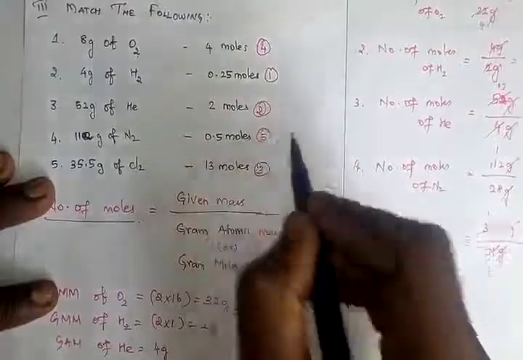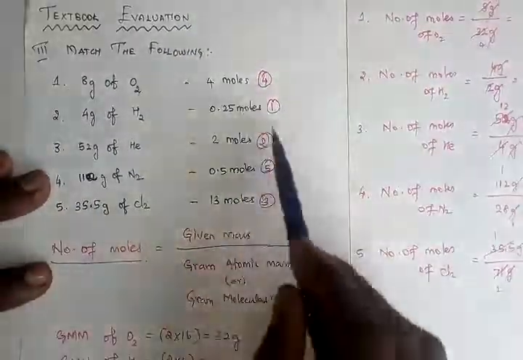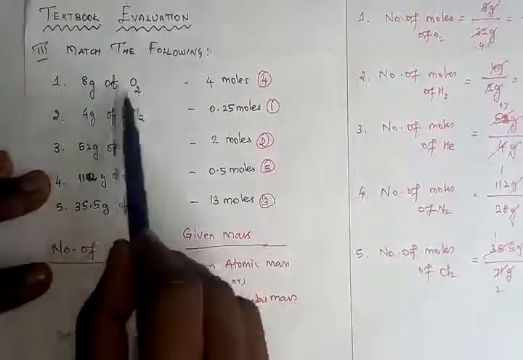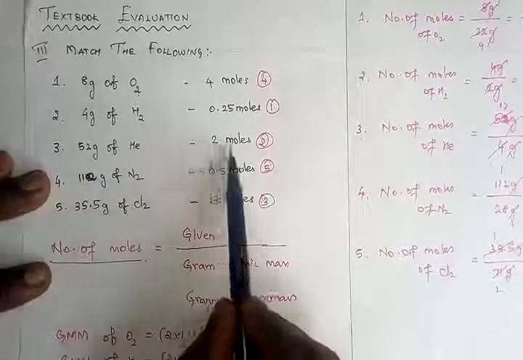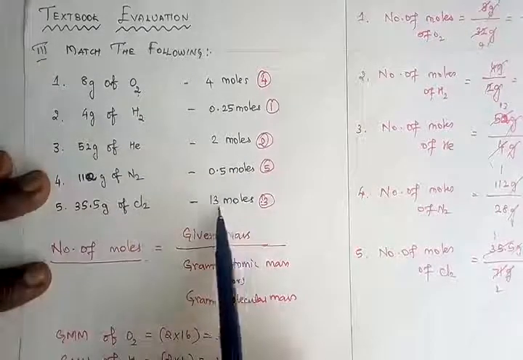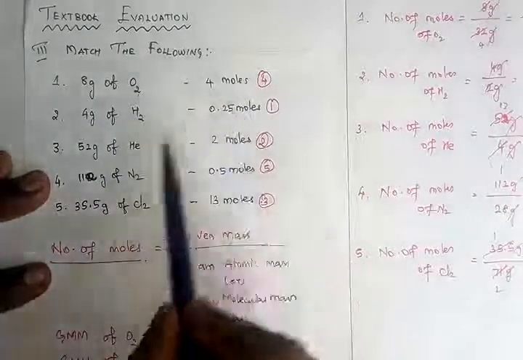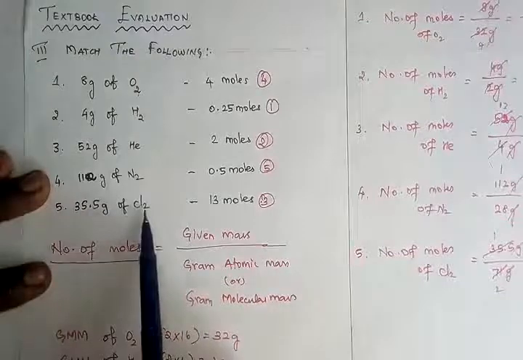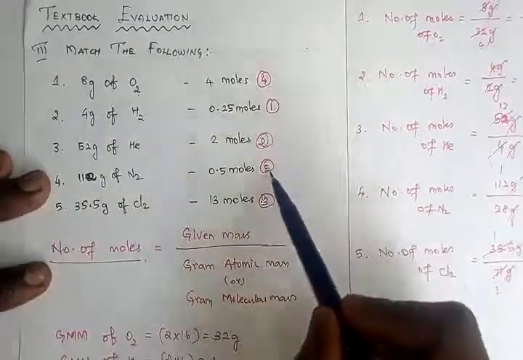So the fifth one. Now let me write the options clearly. 8 grams of oxygen is 0.25 moles, 4 grams of hydrogen is 2 moles, 52 grams of helium is 13 moles, 112 grams of nitrogen is 4 moles, and 35.5 grams of chlorine is 0.5 moles. So the options are 4, 1, 2, 5, 3.